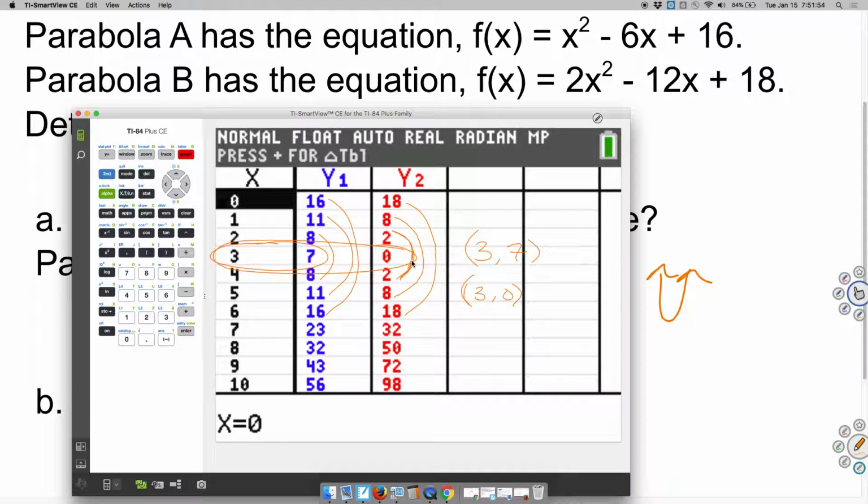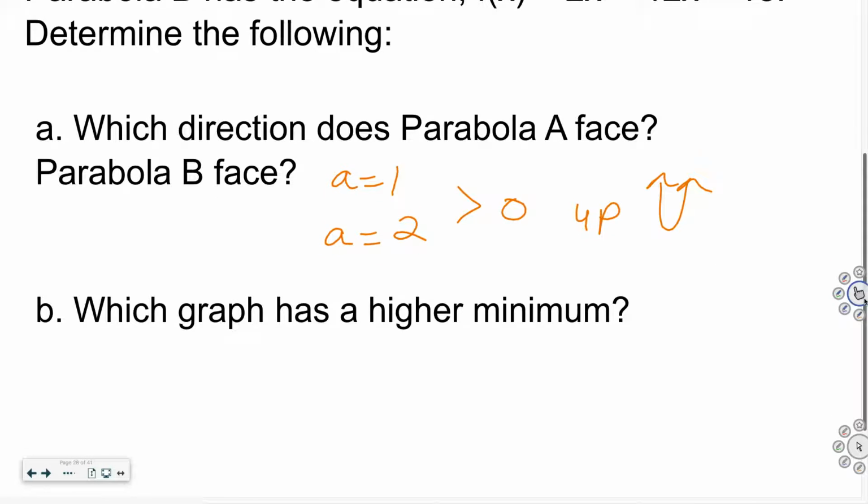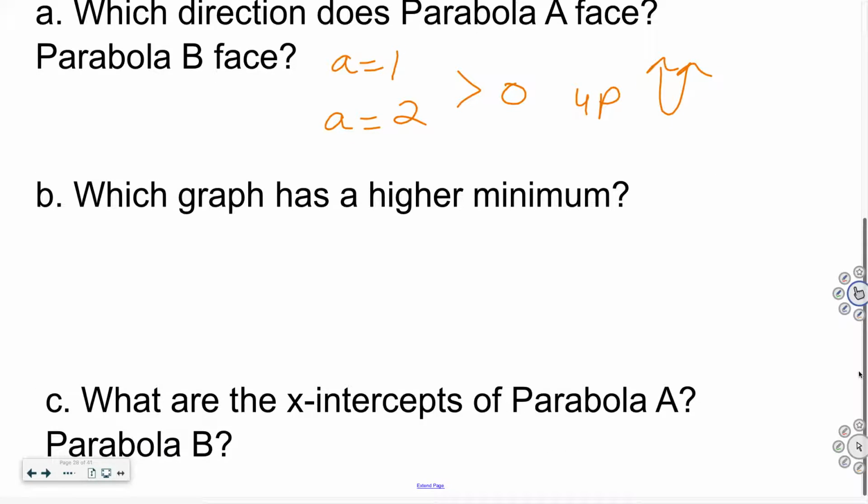I think the question was, which one has a higher minimum? The higher minimum will be this one. That will be the first function, y1 or f sub 1. The first function will have the higher minimum. So which graph has a higher minimum? It would be the first one. So I'll just put the first one.